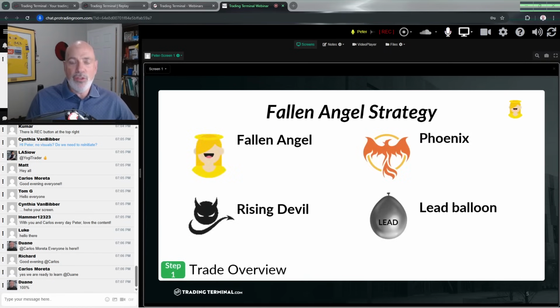The fallen angel strategy is actually part of a series of 4 strategies that are very similar but have slightly different configuration options. The fallen angel and rising devil are the most popular ones. They're the ones I trade most often. And being that I'm short biased, I tend to trade the rising devil. That's a short trade. The Rising Devil and Lead Balloon are both short trades. Fallen Angel and Phoenix are both long trades. But most people like to trade long. So we're going to focus on the Fallen Angel. And I'm going to explain what that means.